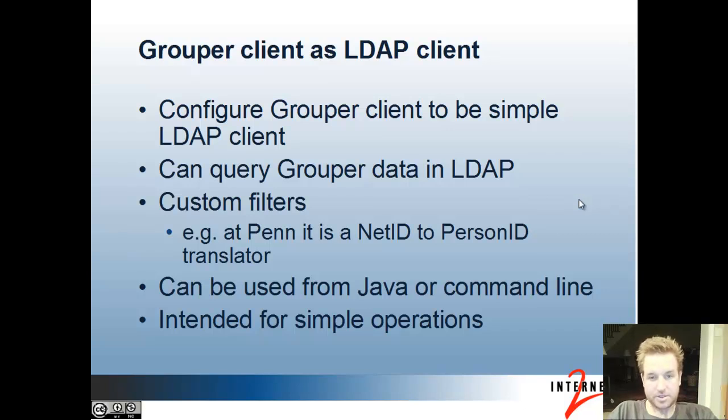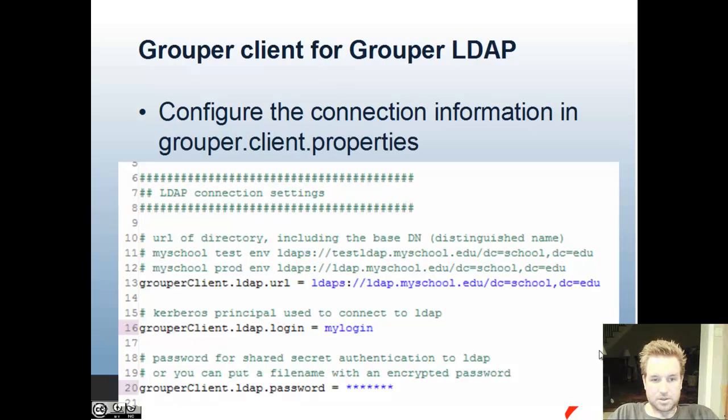Just like the other parts of the client, you can use the LDAP part from Java or the command line. And it's intended for simple filters or operations. The LDAP part is configured in the grouper.client.properties just like everything else. You can configure your LDAP URL, including the base DN and your login and password. And you can encrypt the password in an external file if you want, just like other config files.